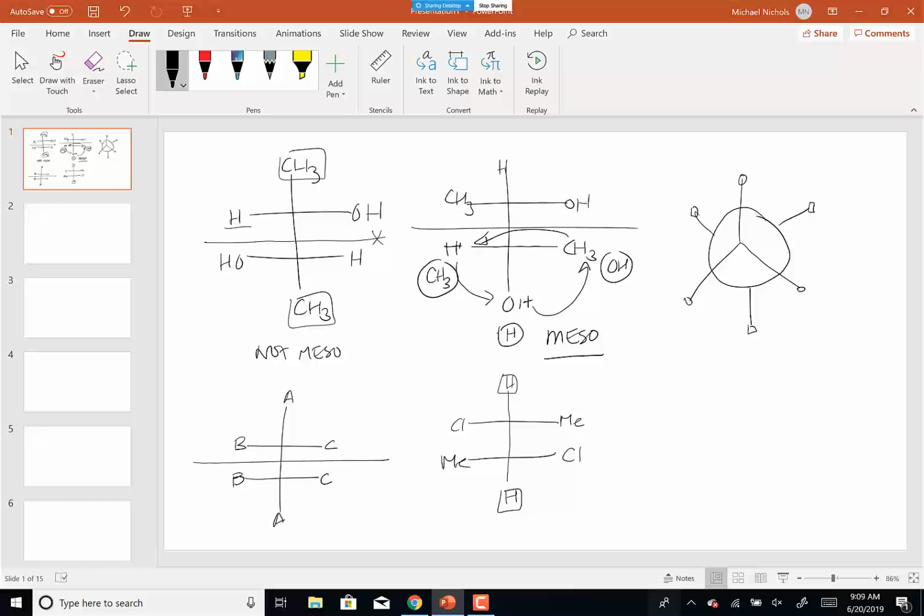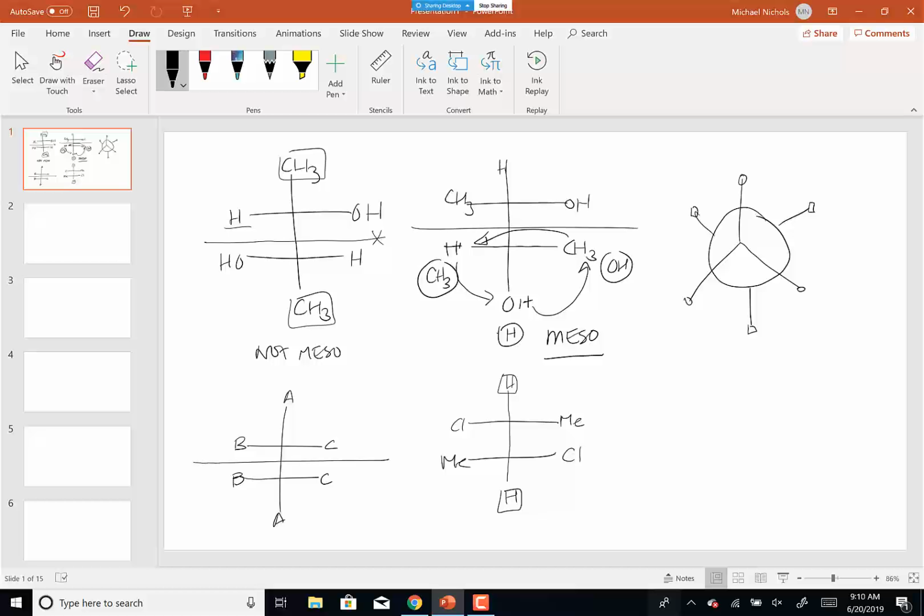So if none of the groups are lined up, you have to rotate the top or the bottom to try and line up two groups. And what will happen is once you line up the two groups, either the other two groups will fall into place to create the mirror plane, then it's meso, or they won't, at which point it's not meso. And the same thing would be true for the Newman projection.